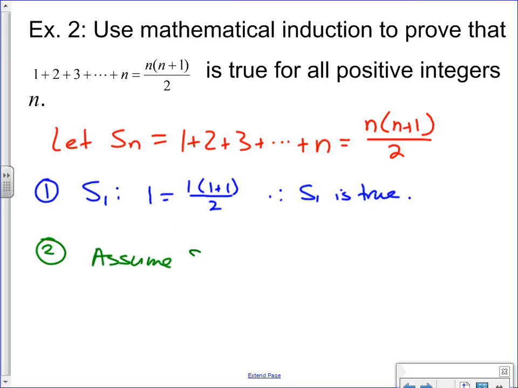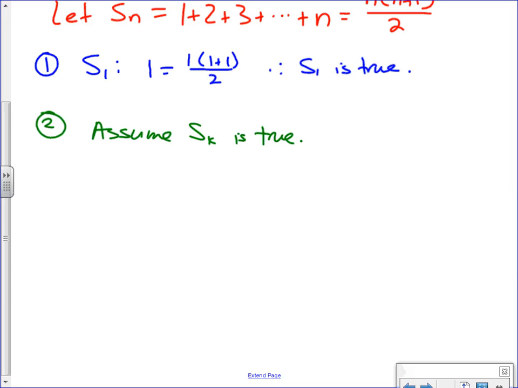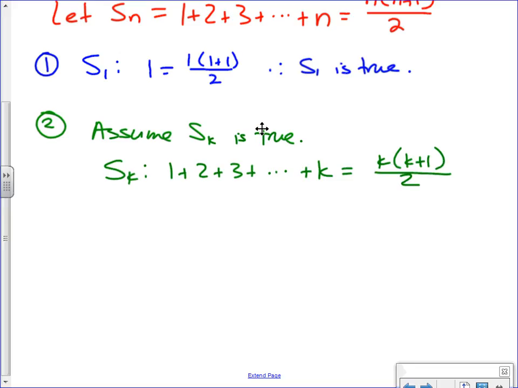Assume S_k is true, right? So you say assume it's true, and then you have to say what S_k is. S_k is 1 plus 2 plus 3 plus dot dot dot plus k is equal to k times k plus 1 over 2. Now we have to prove S_(k+1). Here's how you do it. You add k plus 1 to both sides, and you solve the right side, and it should end up S_(k+1).